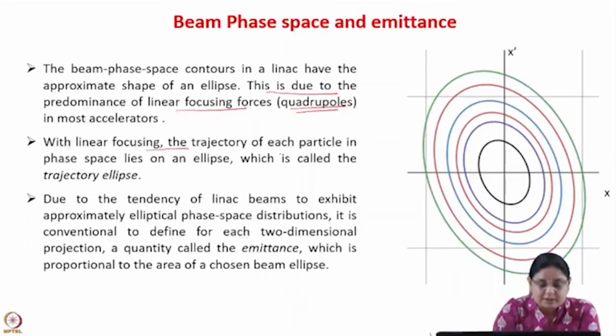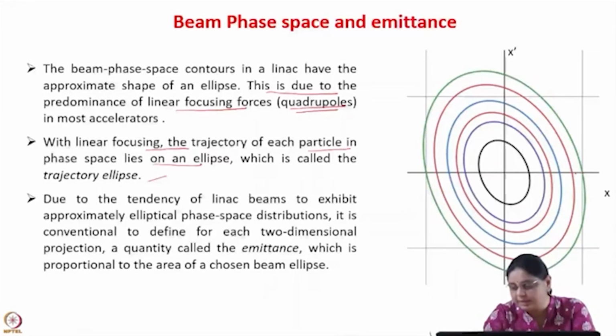With linear focusing, the trajectory of each particle in phase space lies on an ellipse, which is called the trajectory ellipse. These are the trajectory ellipses for various particles. Each particle has the same twiss parameters alpha, beta and gamma. What differs is the value of the constant of motion, which is epsilon I.